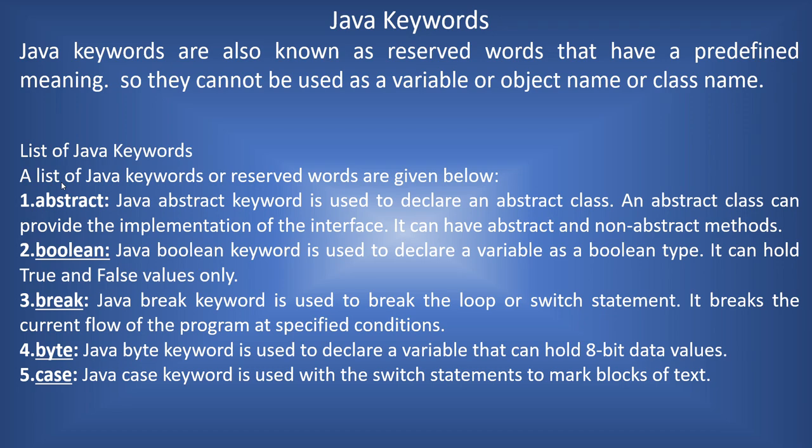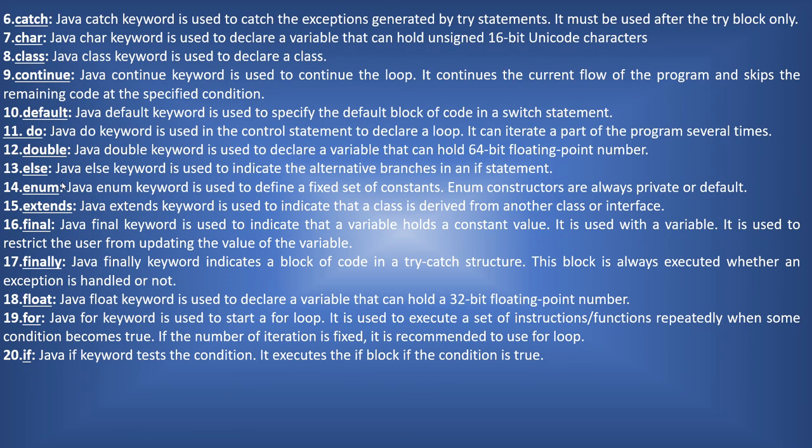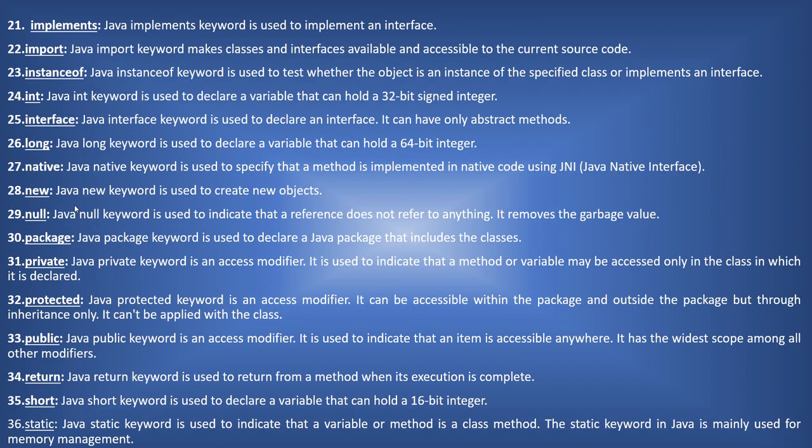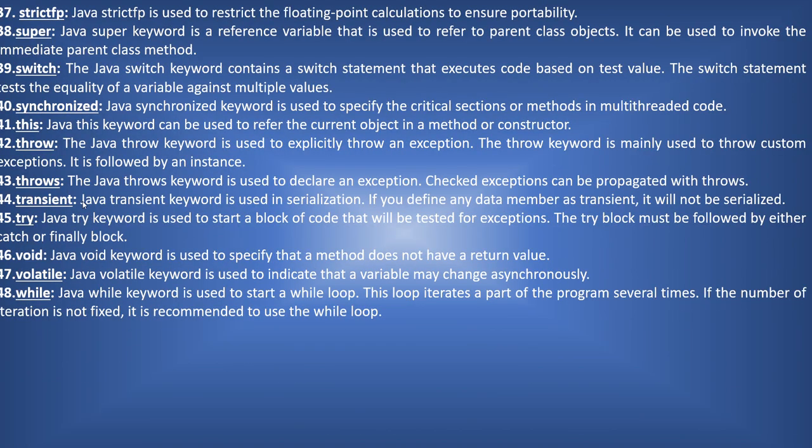There are a lot of keywords. Then catch, char, class, continue, default, do, if, else, enum, final, float, for, new, null. There are a lot of keywords that we use in Java. We cannot use any of these keywords as names, and each keyword has some predefined meaning. Switch, super, while, void, all these are keywords.